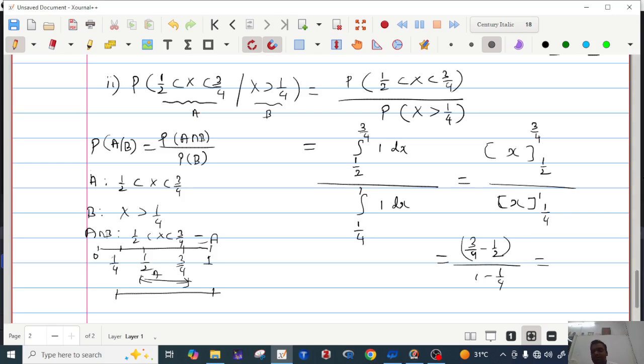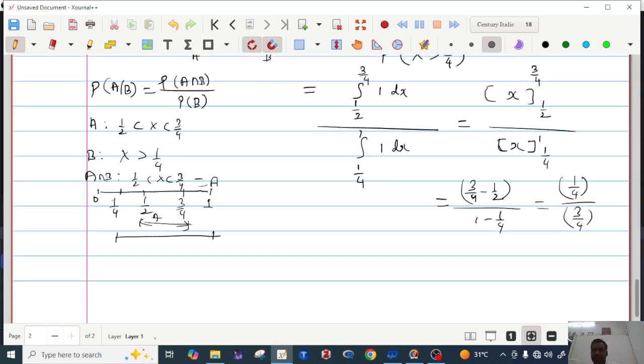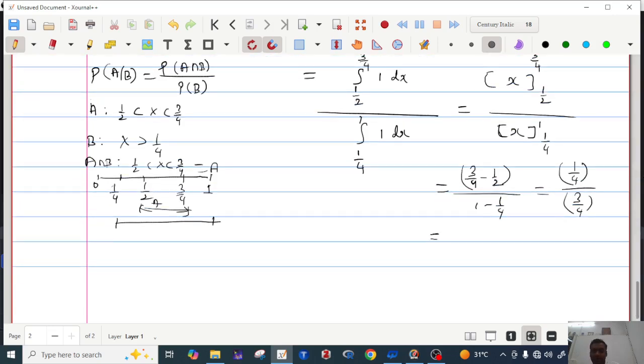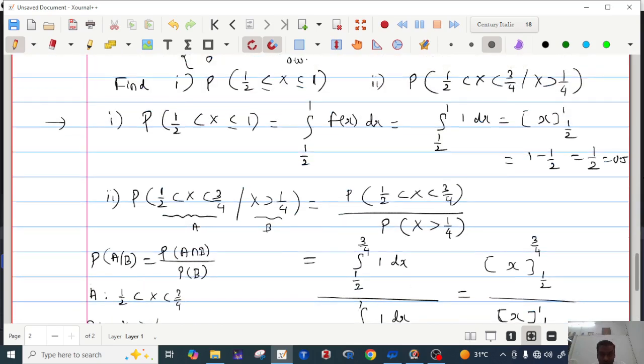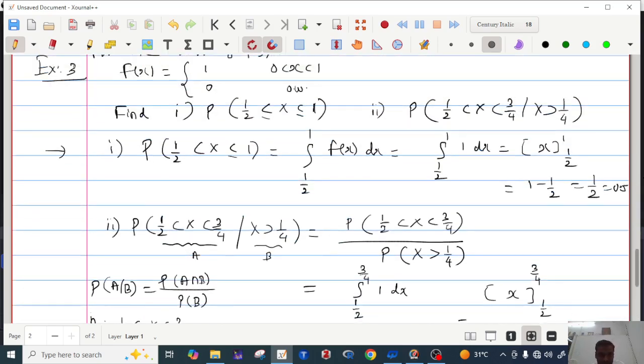So 3 by 4 minus 1 by 2 is 1 by 4, divided by 3 by 4. So the answer is 1 upon 3. In this way we can find out this probability. We can add some more parts here.